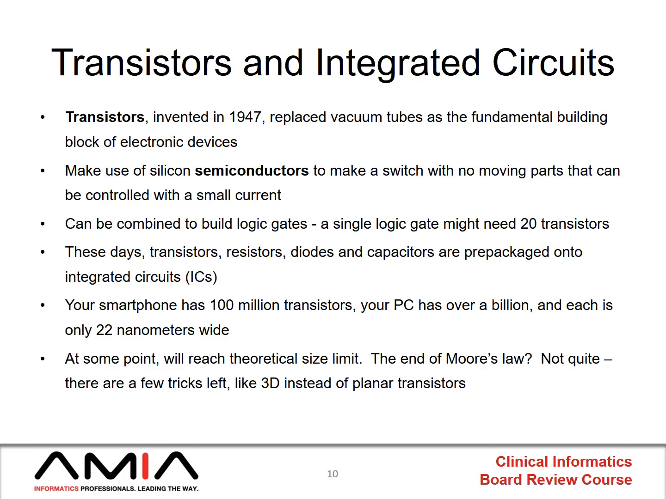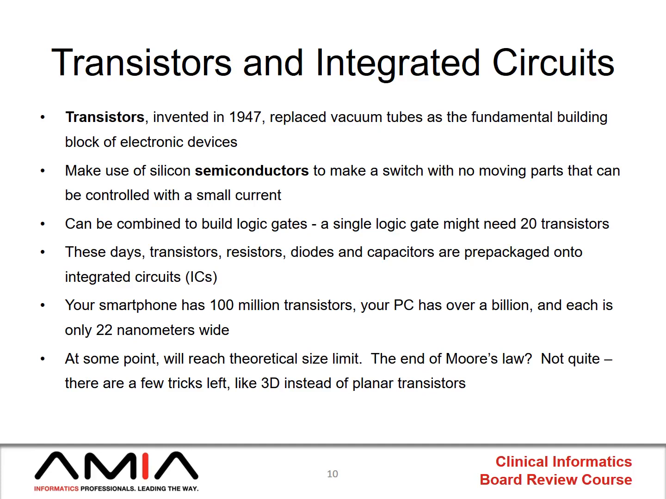So your smartphone, for example, contains 100 million transistors, and your PC has over 1 billion. And each one of these is only 22 nanometers wide at this point. Now, there's something called Moore's Law, which predicts that the number of transistors on an integrated circuit will double every 2 years. And this has held up to be very true.